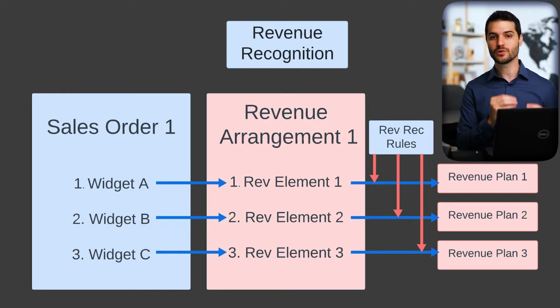So widget A might have one rule, B might have a totally different rule, and C might have a third one. So as you have these line items on any sales order, that line item will create its mirror image element. And the element will know, okay, this is the rule that should be applied because we're talking about widget A. So widget A always uses this rule. So I'm going to create the plan based on that rule.